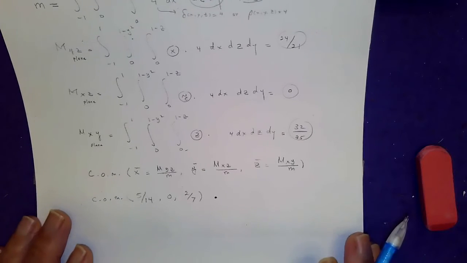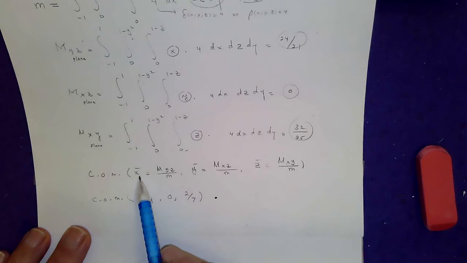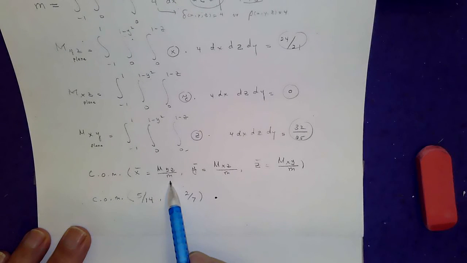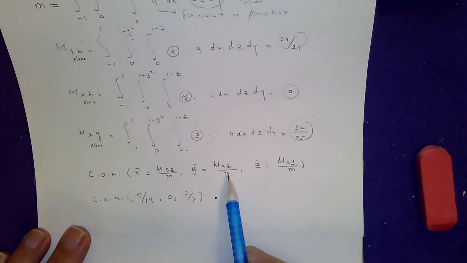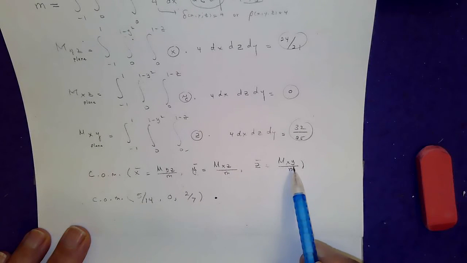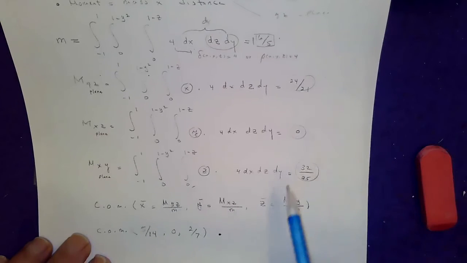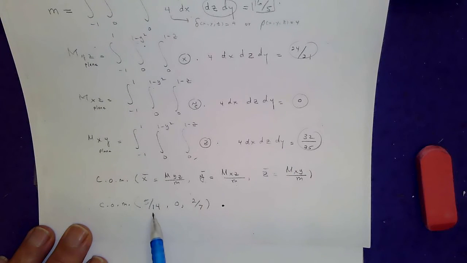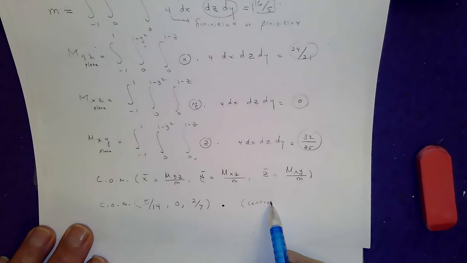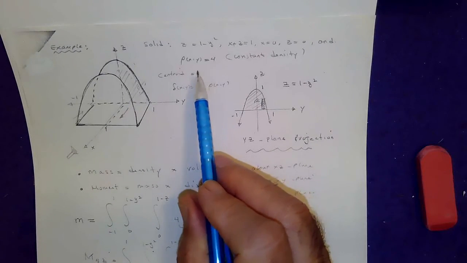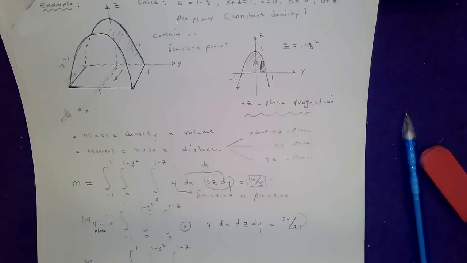Now the definition of center of mass for a solid is: x bar is the moment about the yz plane over mass, y bar is the moment about the xz plane over mass, z bar is the moment about the xy plane over mass. So take each of these and divide it by mass, but follow the order here. And lo and behold, you get 5 over 14, 0, 2 over 7. So this is the center of mass, which is also known as, in this case, the centroid, because the density was constant. It was not a function of x, y and z.